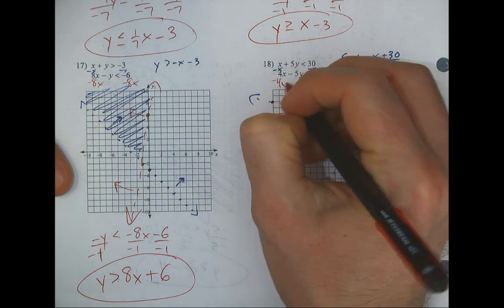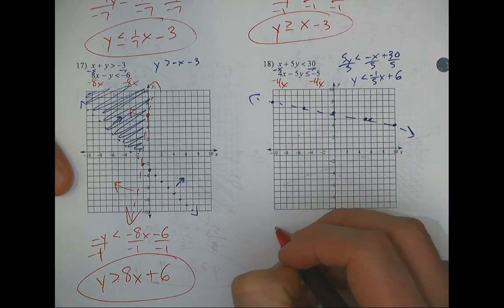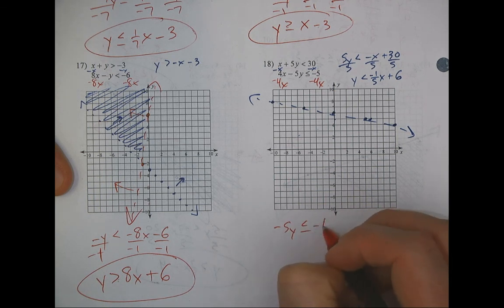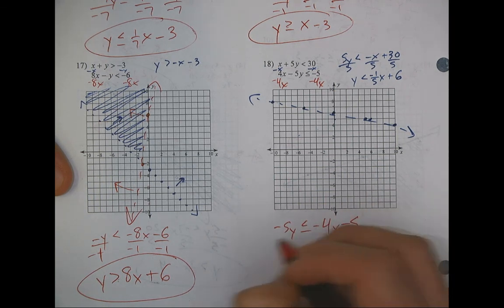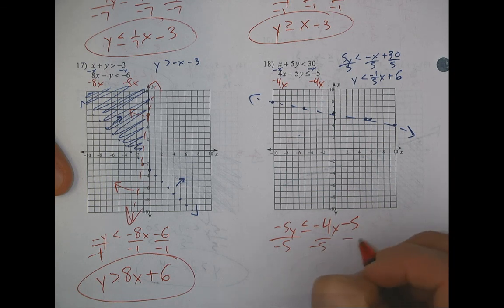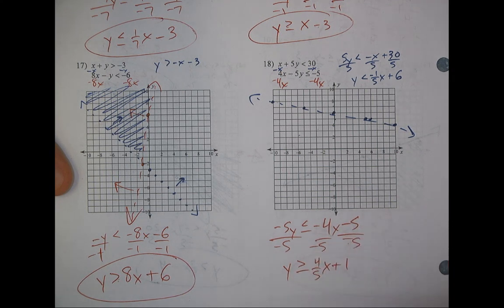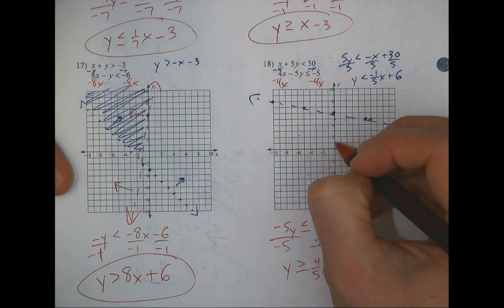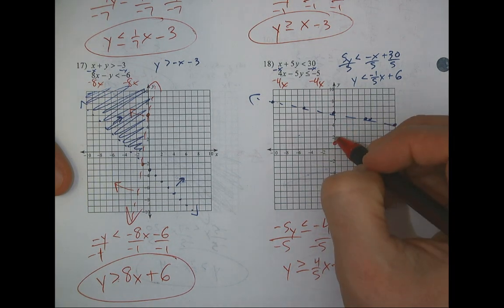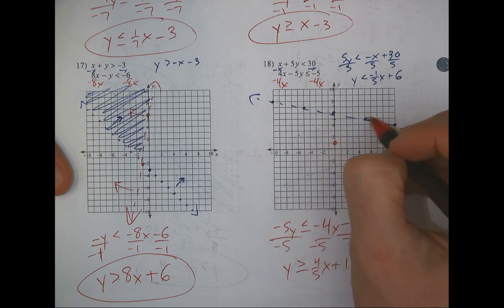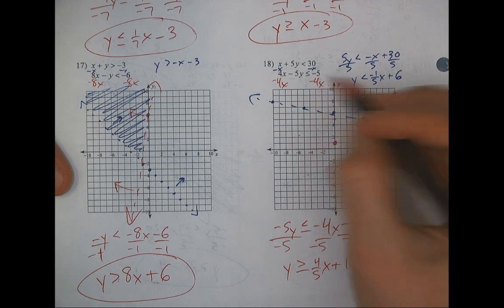Last one, minus 4x. So I still have a negative 5y. Becomes a negative 4x on the other side. Minus 5. Got to divide by that negative 5, which means I am flipping. So y is greater than or equal to. 2 negatives make a positive 4/5 x. 5 divided by 5 is 1. So I'm starting at 1 on the y-axis and going up 4 over 5. There's my intersection right there on 5. This one should be a solid line.